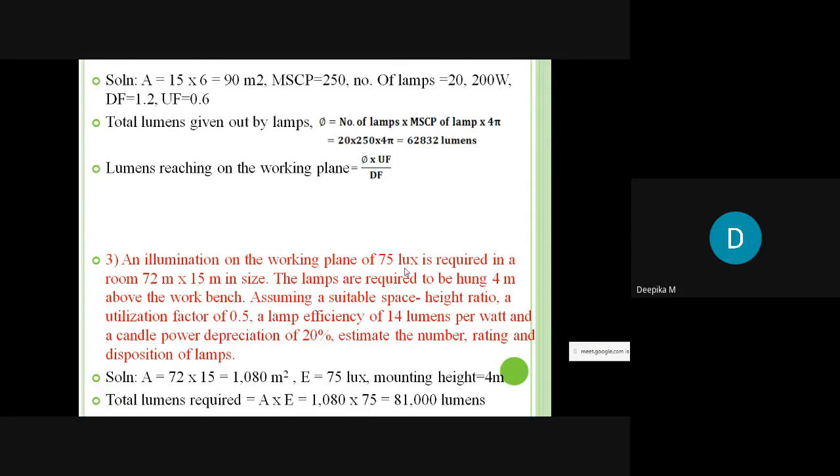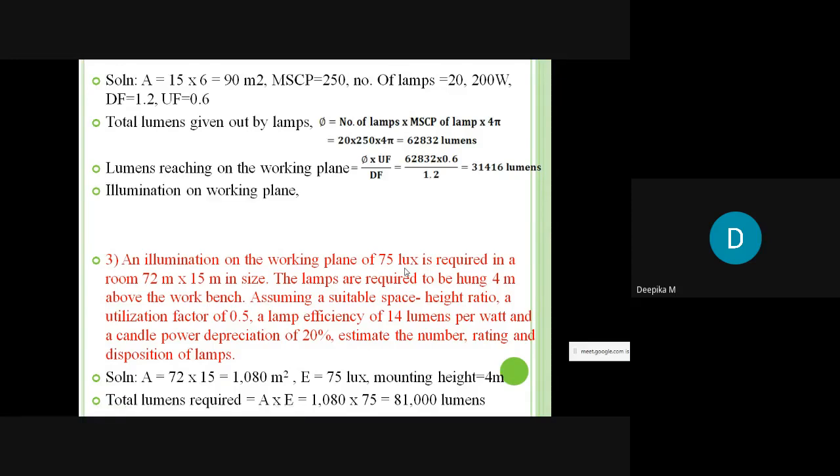Therefore, for the lumens given out by the lamp, if the lumens reaching the working plane are given, then you have to divide lumens reaching the working plane by UF into MF. And if you know the total lumens given out by the lamp, and you need to calculate total flux reaching the working plane, then you have to multiply utilization factor into maintenance factor, or you can divide by depreciation factor. So this is very important. So therefore we have the phi value, and UF is given, DF is given. So therefore the value of lumens reaching the working plane is nothing but 31,416 lumens.